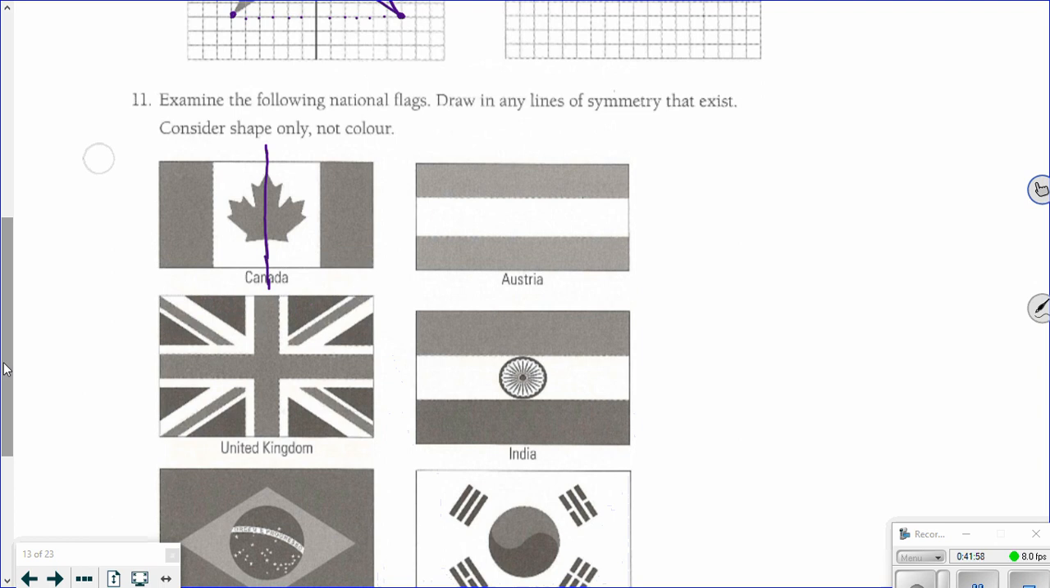Austria's flag, if we're not worrying about color, looks like I could cut it exactly down the middle. And I could also cut it down the middle horizontally. And those rectangles, those bars, would line up on either side.